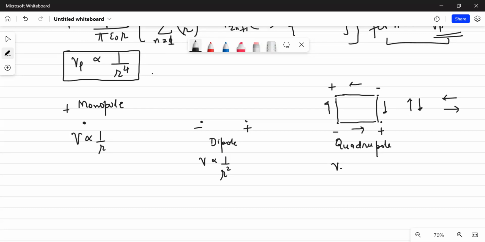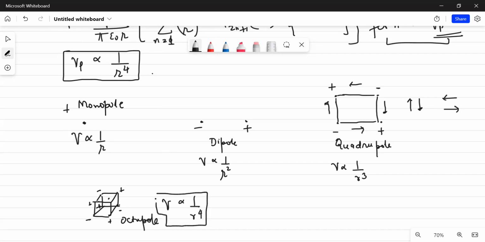In this quadrupole system, your potential is inversely proportional to r cube, and in the octupole arrangement, we have equal and opposite charges on the neighboring ones. For example, if I write plus here, it will be negative here. If I have written negative here, it will be positive. This is positive, this is negative. So this is an octupole arrangement. And in this octupole arrangement, for the linear case, we have actually derived that the leading term will be inversely proportional to r to the power 4.